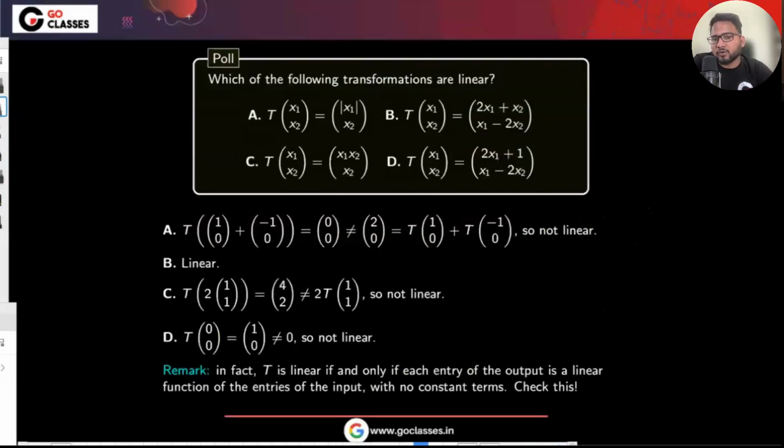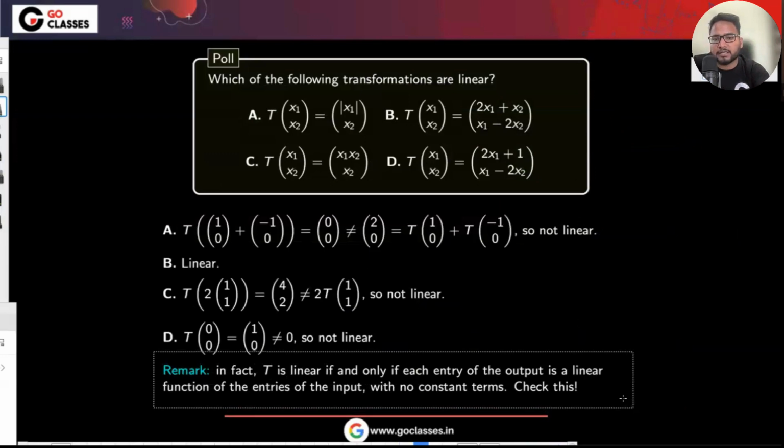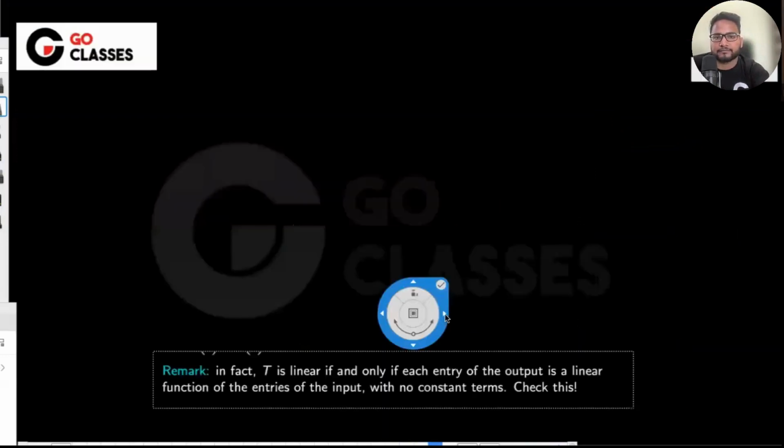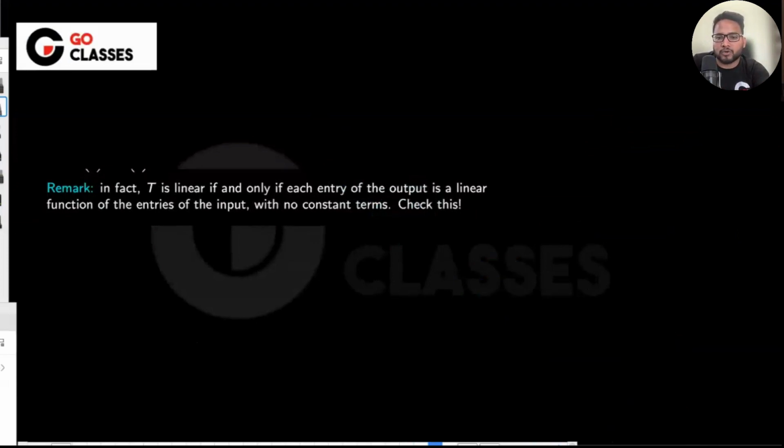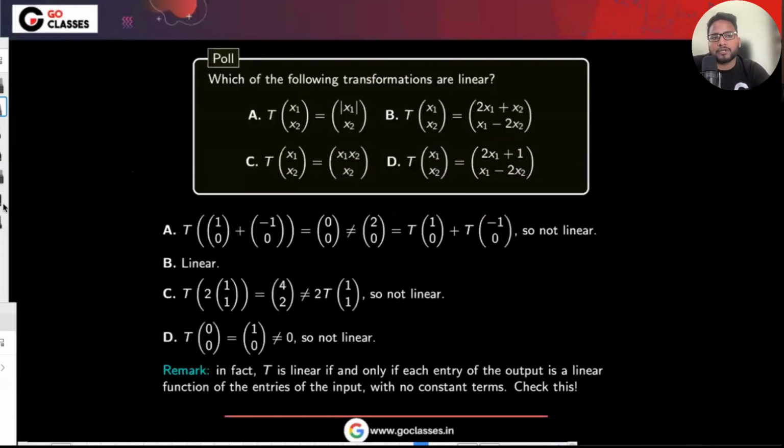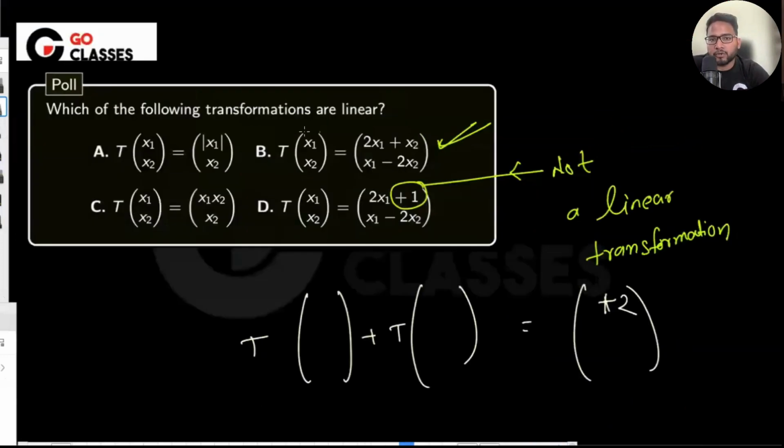So let me tell you the trick that I'm talking about again and again. It is written here in the remark section. Also, do you remember that for a linear transformation the zero vector always remains zero? If you put zero here, do you think zero is mapping to zero only? No, right? So it should not be shifted. The origin should always be there. If the origin is shifting, then it is not a linear transformation. It is just a quick check.